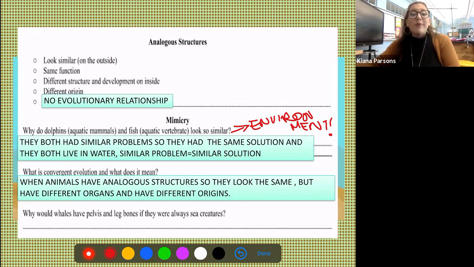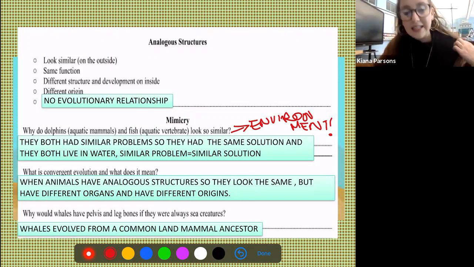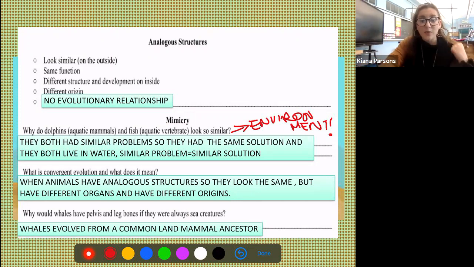Why would whales have pelvis and leg bones if they were always sea creatures? Well, whales evolved from a common land mammal ancestor. So at some point back in their evolutionary past, the ancestors of whales were land mammals, and that is why they have pelvis and leg bones.